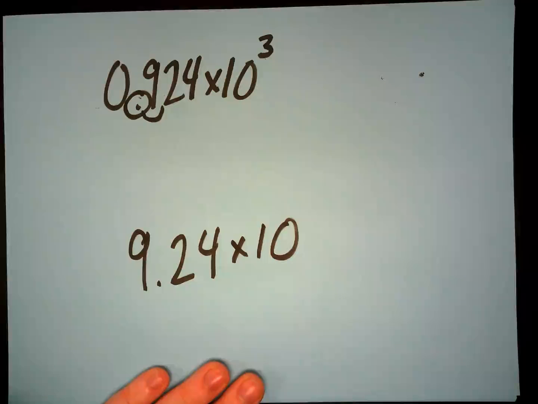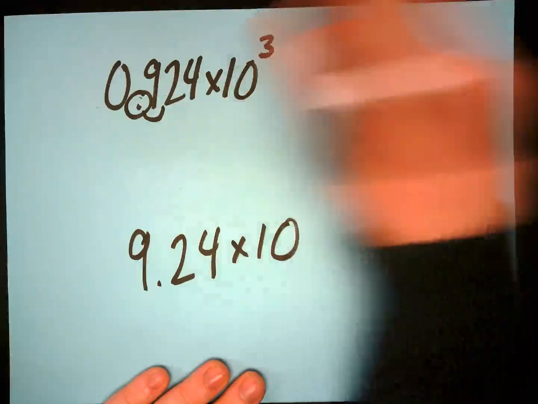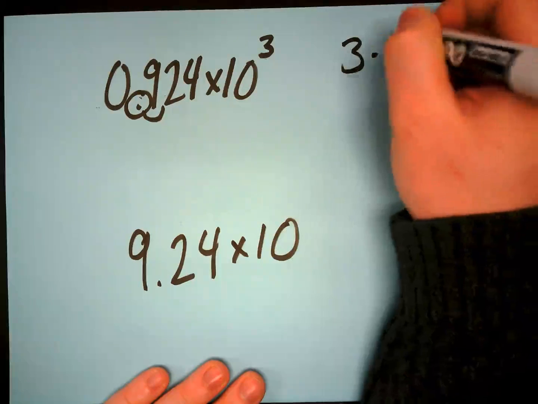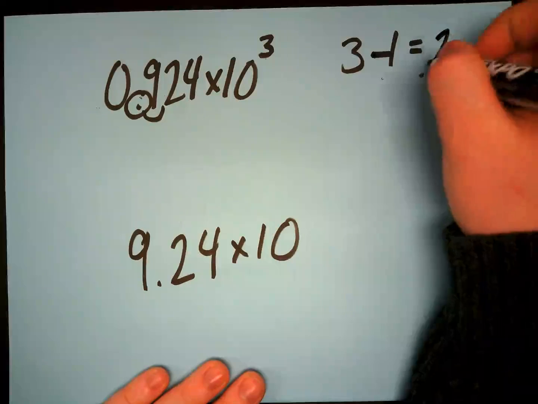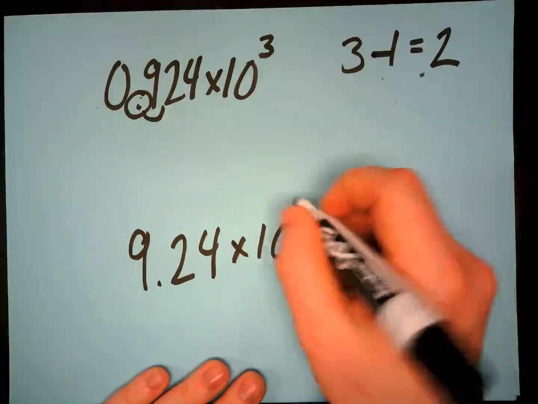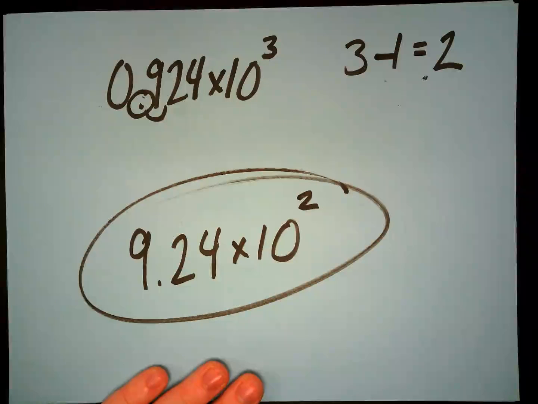So those rules are LARS. What I mentioned in the other scenario. You move it left, you add, you move it right, you subtract. So in this case, we're moving it to the right. So we move it to the right, we subtract. So 3, it'll be 3 minus 1, and that's a minus. Okay, and that's going to give us 2. And so then our final answer would be the same. It's going to be 9.24 times 10 to the second power.